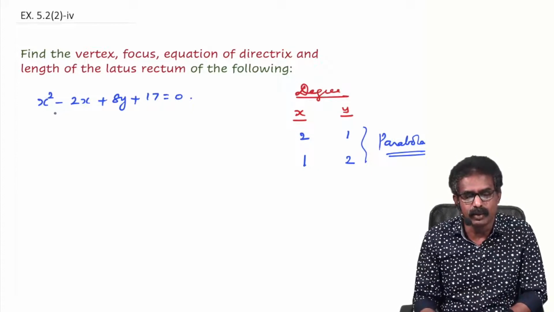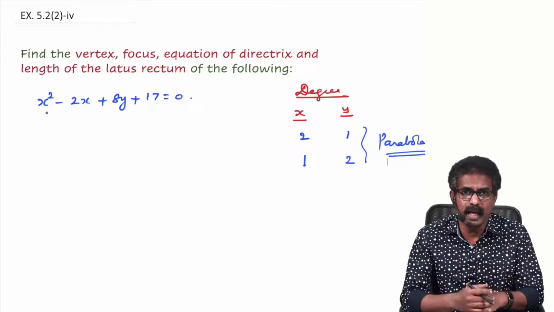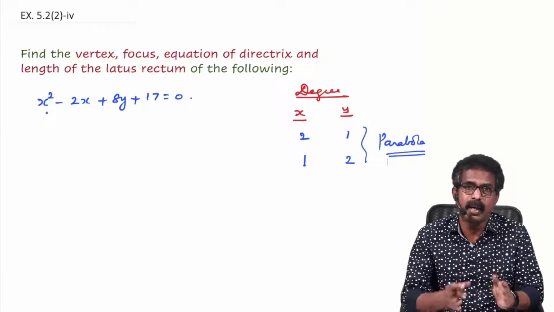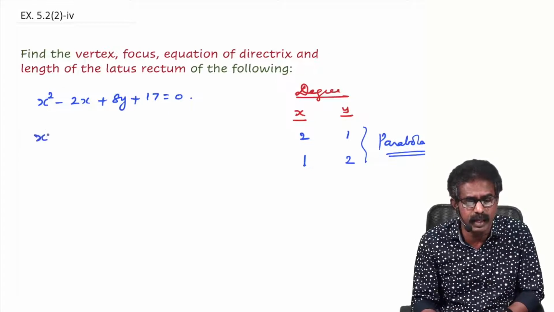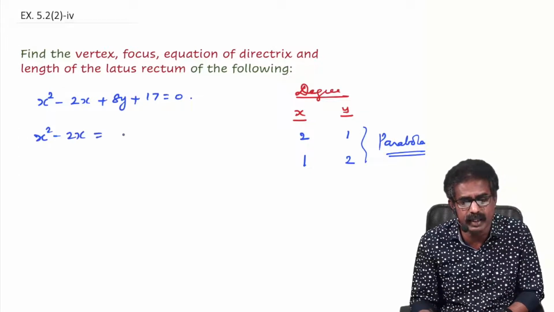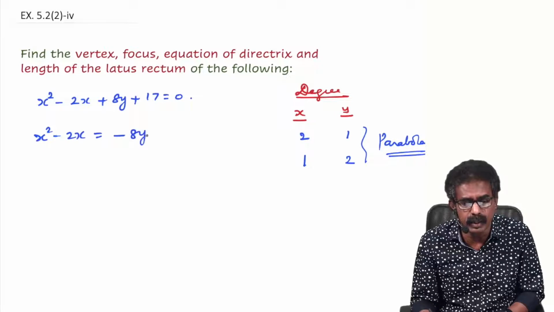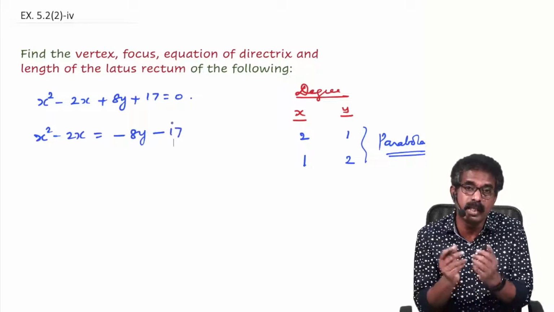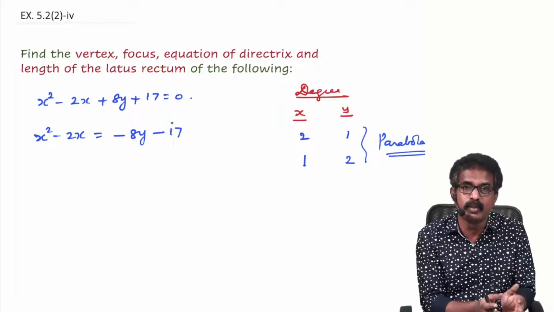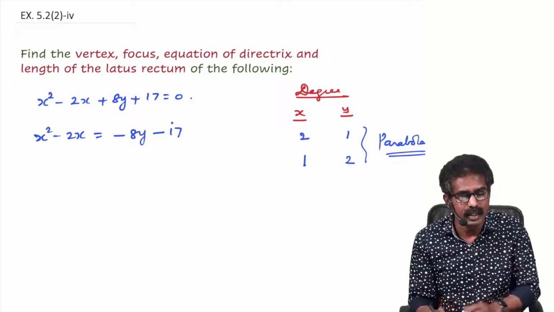Now what do you do? See where you have the square. Square is with the x term, so keep all the x terms on the left side. So x square minus 2x. Take the remaining to the right side: minus 8y minus 17. Suppose if we have y square, keep the y square term on one side and take the remaining to the right side.